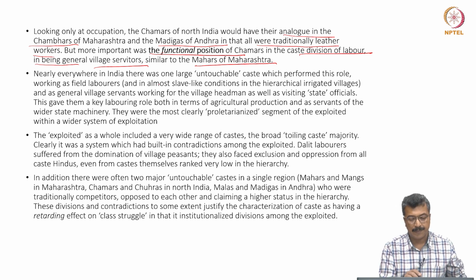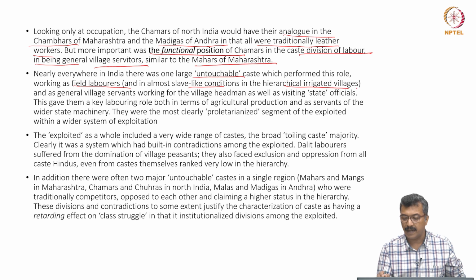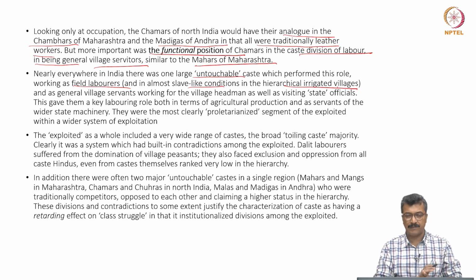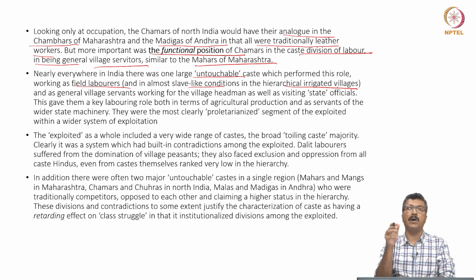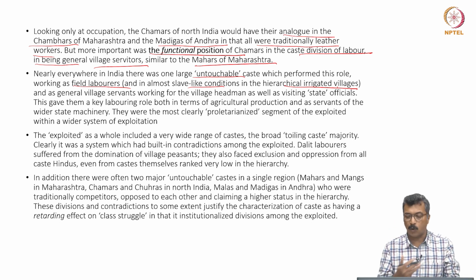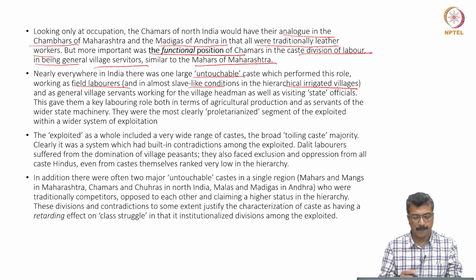Nearly everywhere in India, there was one large untouchable caste which performed this role, working as field laborers in almost slave-like conditions in the hierarchical irrigated villages, and that is true in every state. You had this large number of numerically strong, untouchable caste who worked as agricultural laborers in almost slave-like conditions.